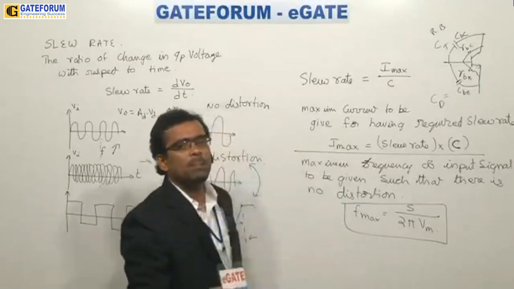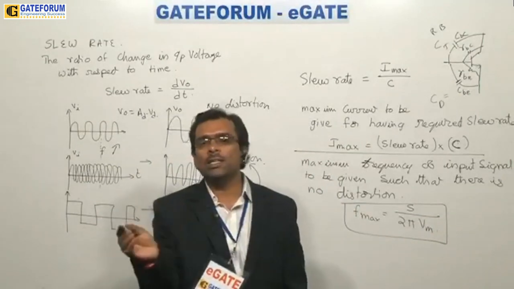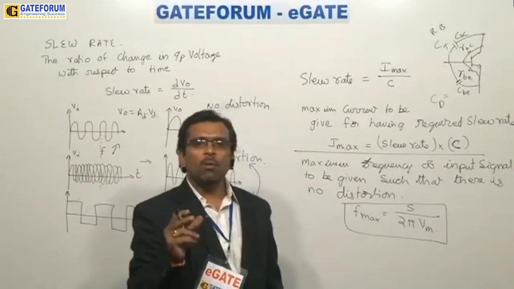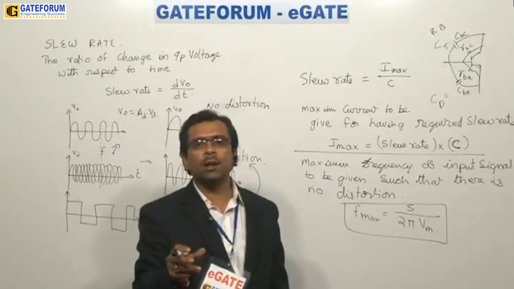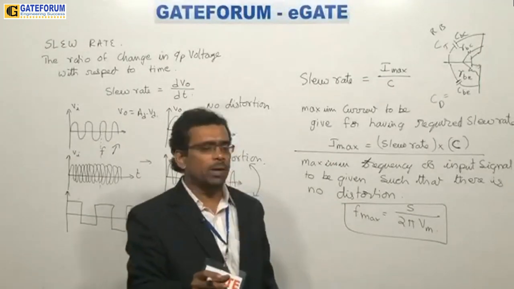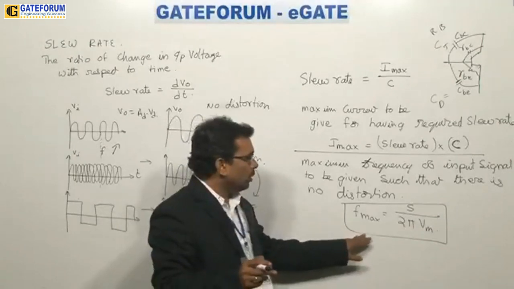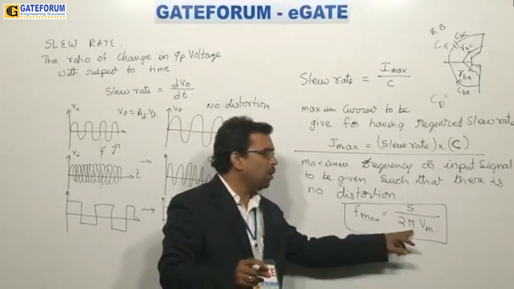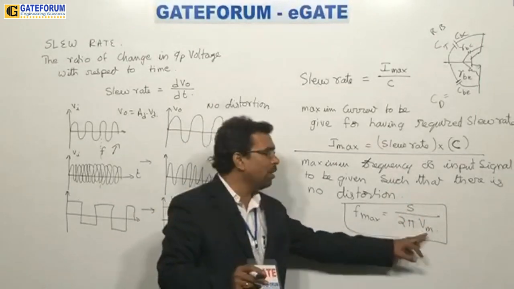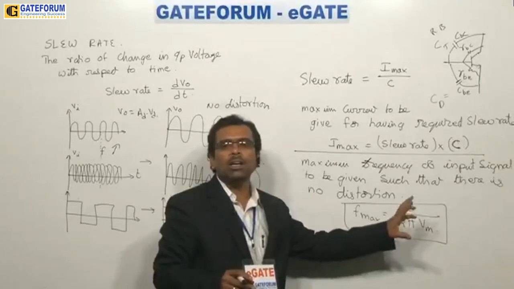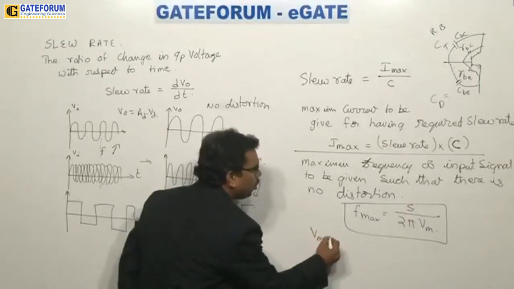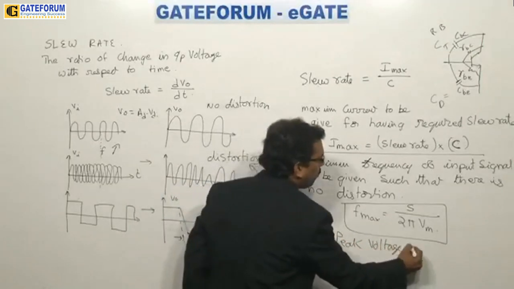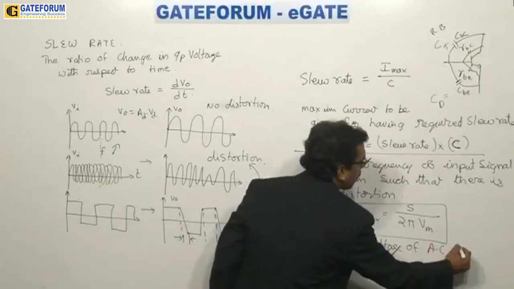So you should understand that this op amp has got a limitation. As you like, any signal you cannot give. You should give the signals only with limited frequency. And the maximum frequency of the input signal for the op amp to work without distortion is this maximum frequency. F max is equal to S divided by 2 pi Vm. This is the formula. Vm means maximum peak voltage of AC signal. Vm is equal to peak voltage of AC input.